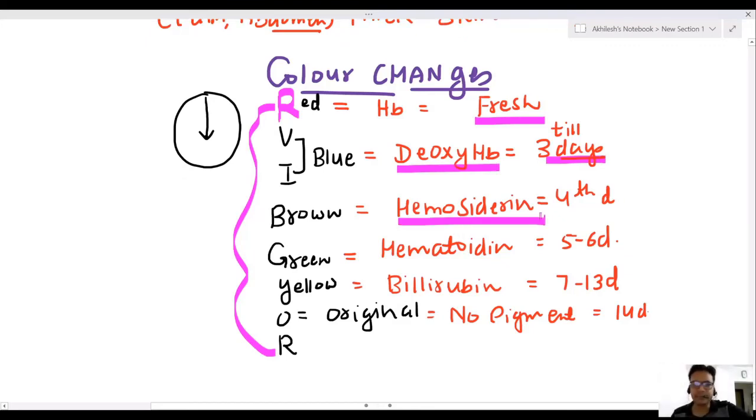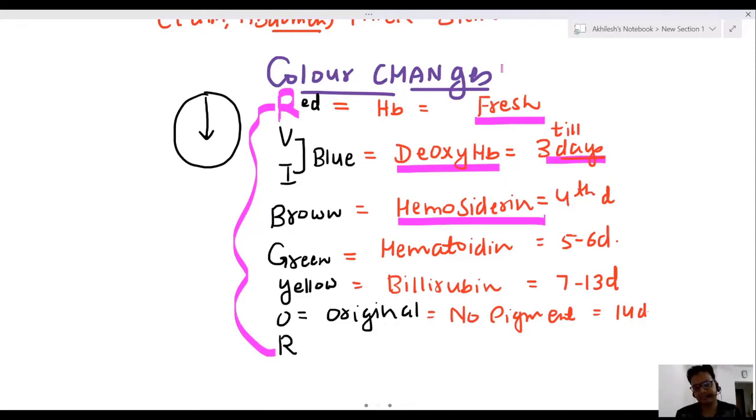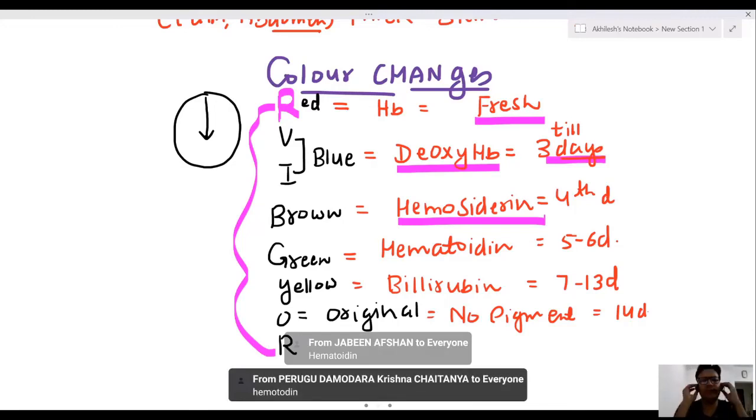Fourth day, hemosiderin produces. Doctor, I am putting some questions. First question: brown color in a bruise is because of which pigment? Brown color, hemosiderin. Yes, hemosiderin. Green color is because of which pigment? This question also comes in exam. It is because of hematoidin.